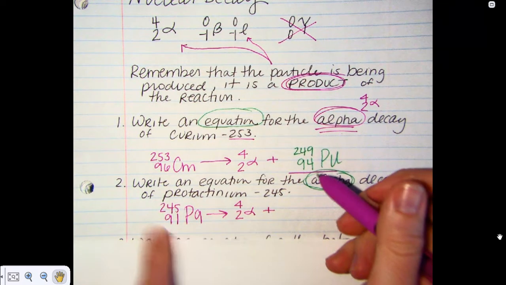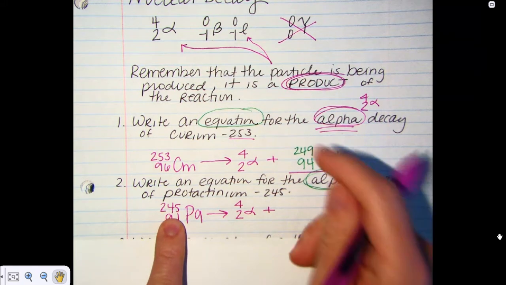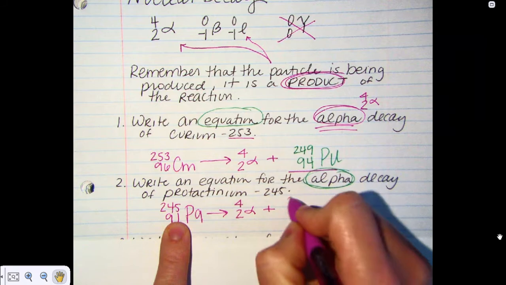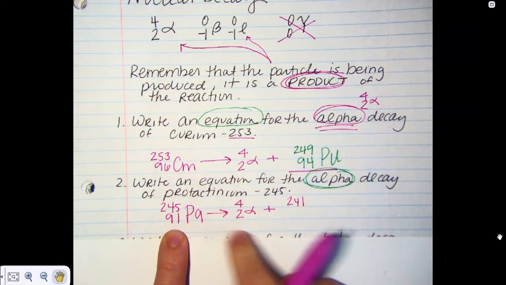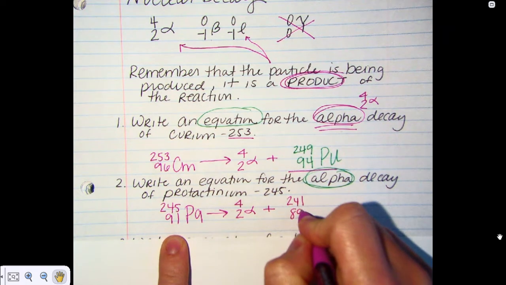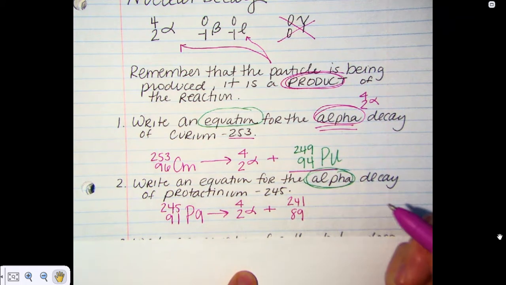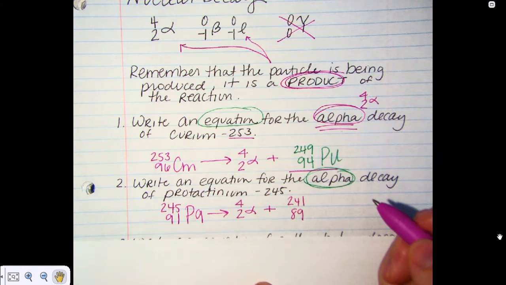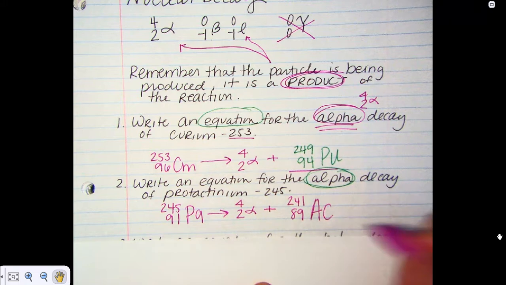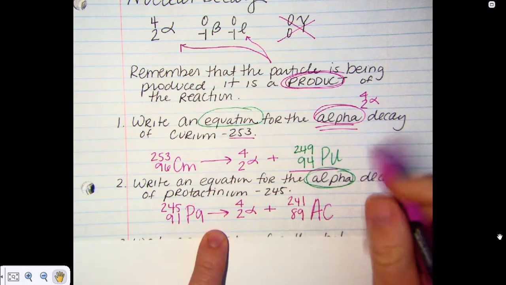Got to make the math work. 245, and I've got 4. So what do I have to add to 4 to get 245? 241. 91, I've got 2. What do I have to add to 2 to get 91? 89. Look at the periodic table. What element has 89 protons? Ac. Okay, easy enough. All right, arrow, plus sign.